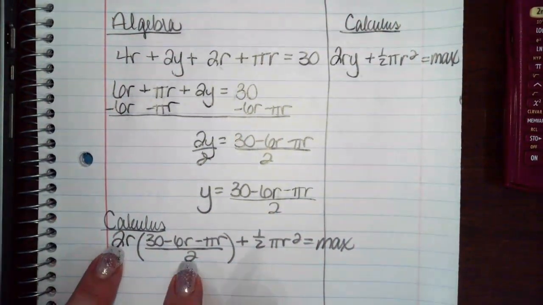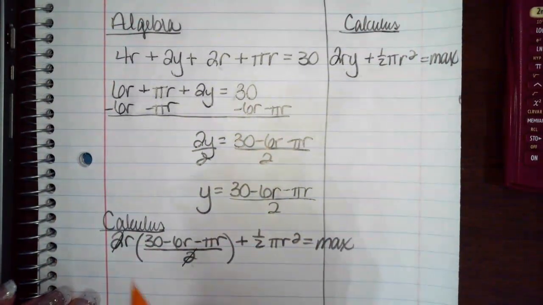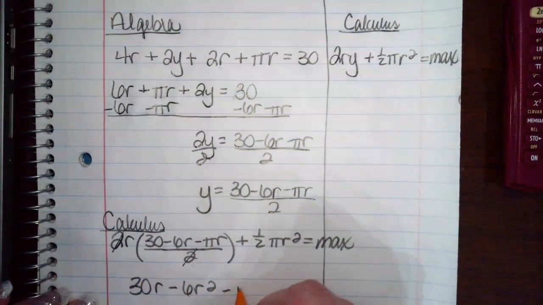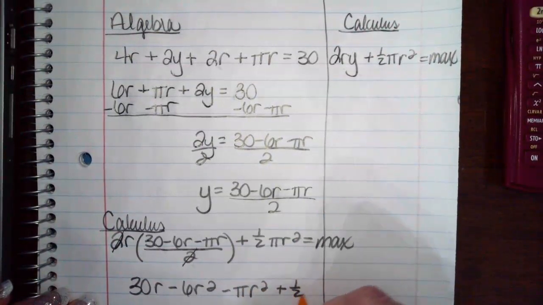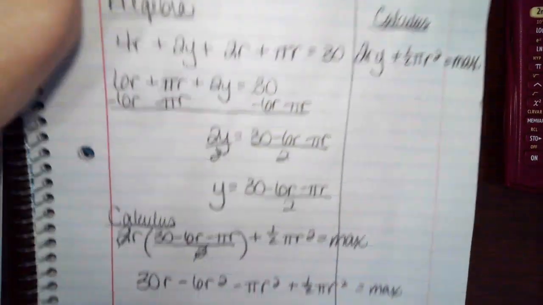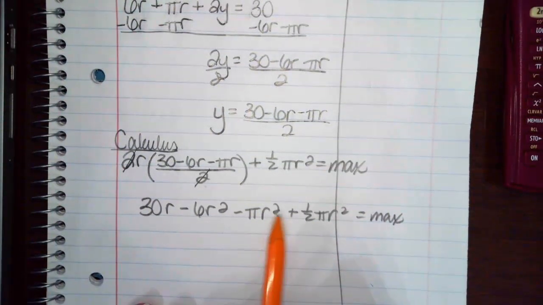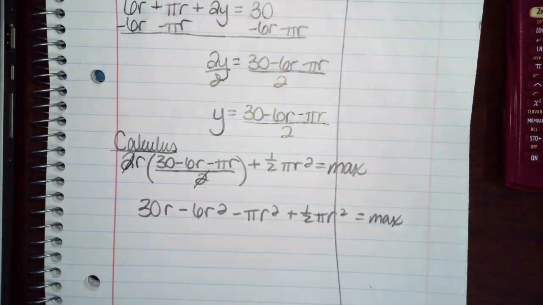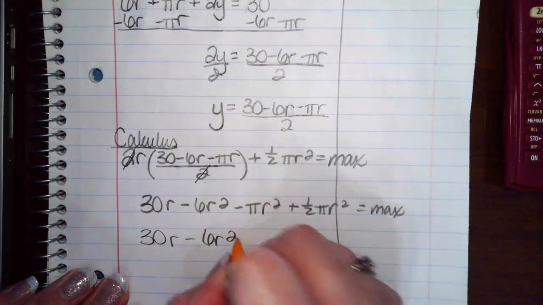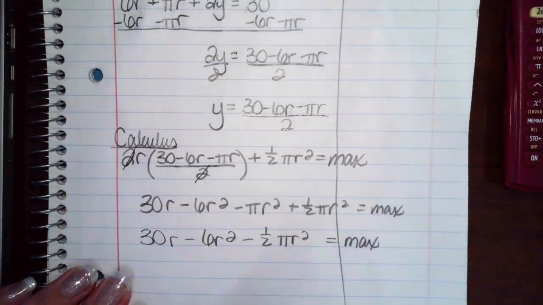Okay, so this 2 and this 2 reduce. And I'm going to distribute this r into here. So that gives me 30r minus 6r squared minus pi r squared plus 1/2 pi r squared equals a max. So negative pi r squared plus 1/2 pi r squared is negative 1/2 pi r squared. So I have 30r minus 6r squared minus 1/2 pi r squared is a max.